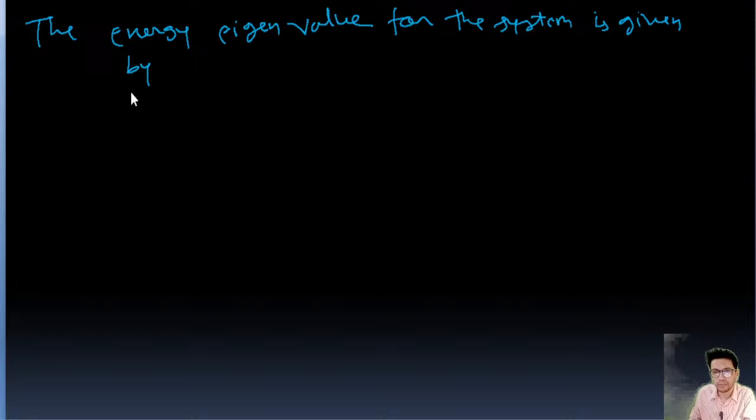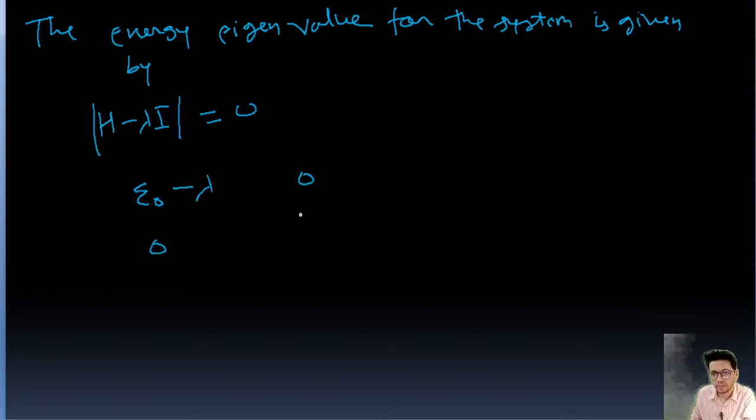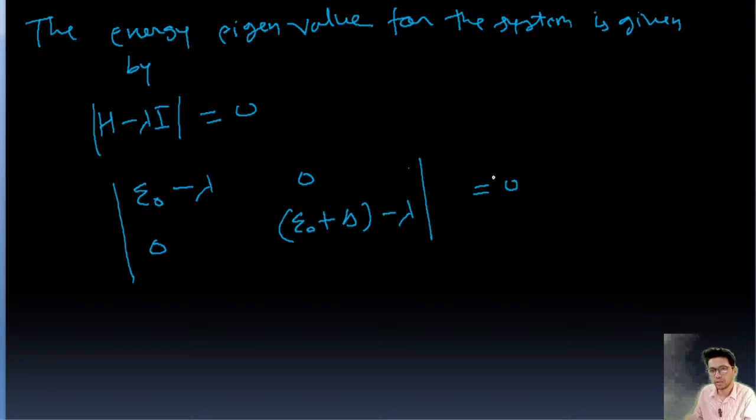The eigenvalue equation is given by determinant of H minus lambda I equal to 0. So H we have this, right? If you write this, it is epsilon 0 minus lambda, 0, and 0, E naught plus delta minus lambda. The determinant of H minus lambda I equal to 0.